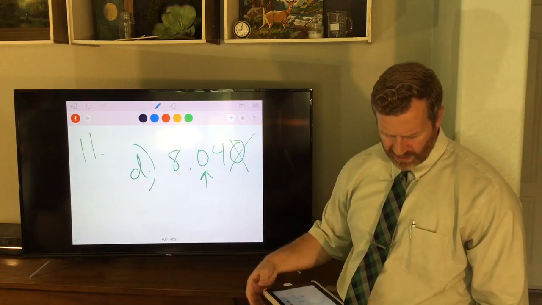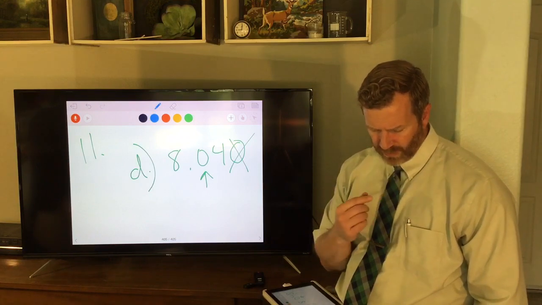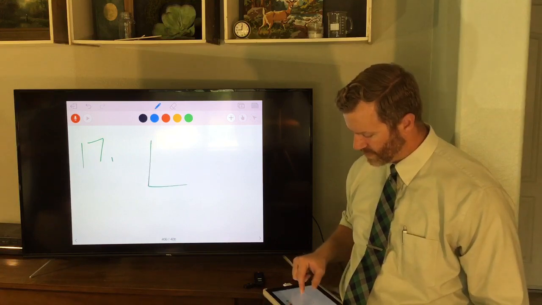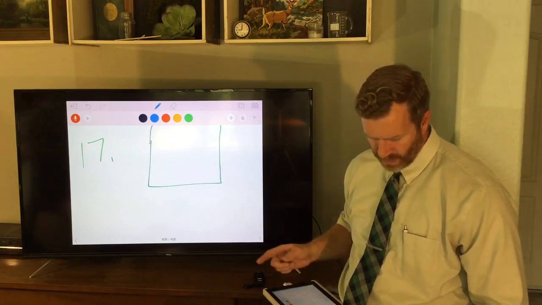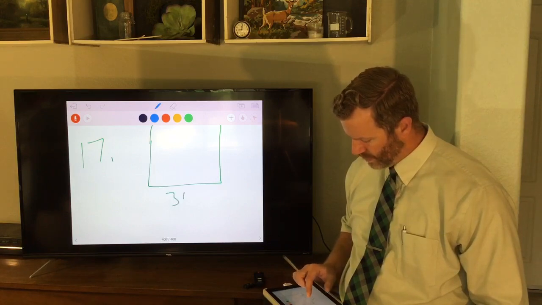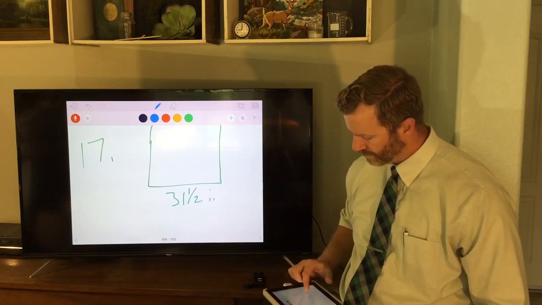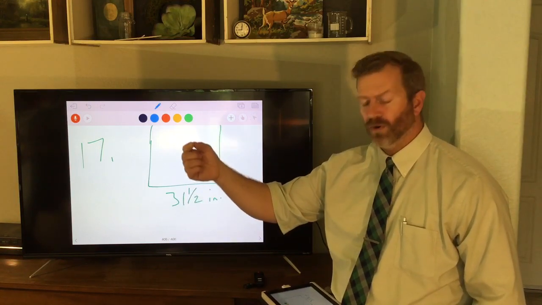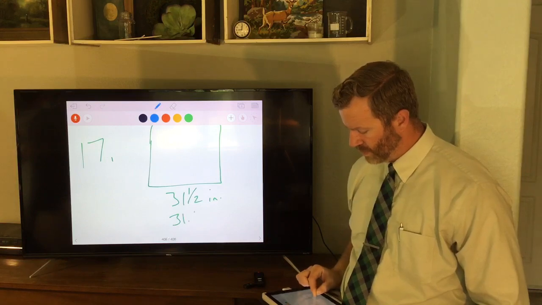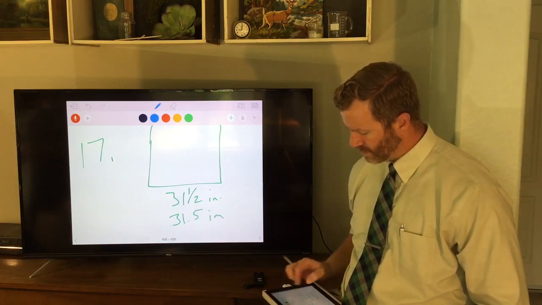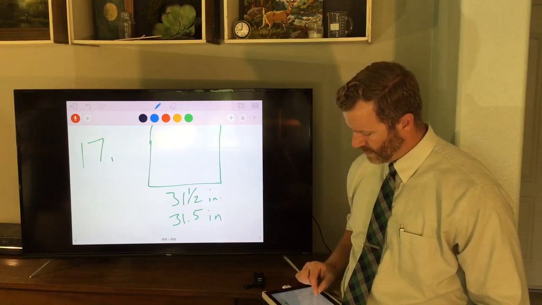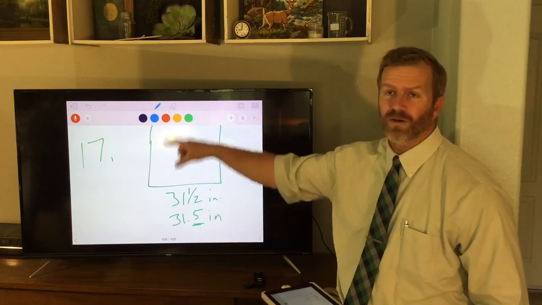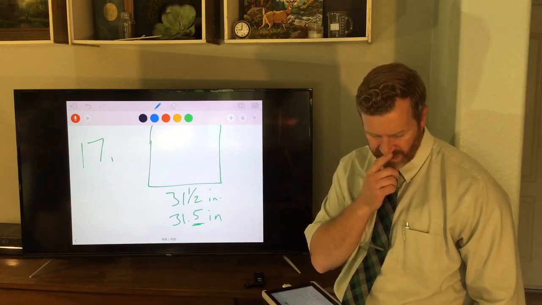So let's see, number 17, we got another one of those questions about the perimeter of the shape. And each side is 31.5 inches. Now, this 31.5, remember that. If it's five or more, up the score. So if we write it as a decimal, 31.5 inches, let's look at that five. We got that five there. That means we got to up that score before we solve for our distance around the outside.